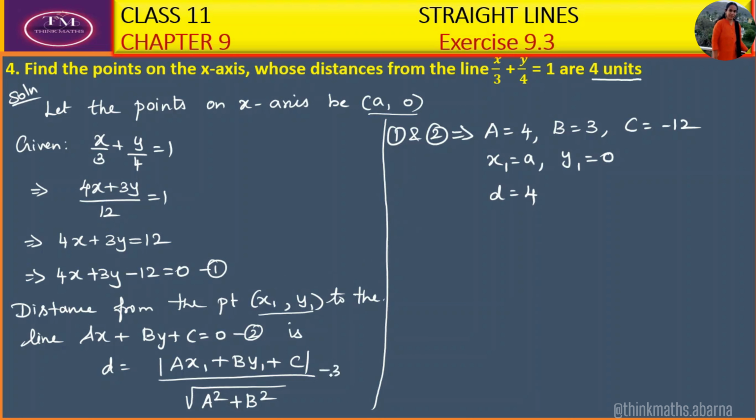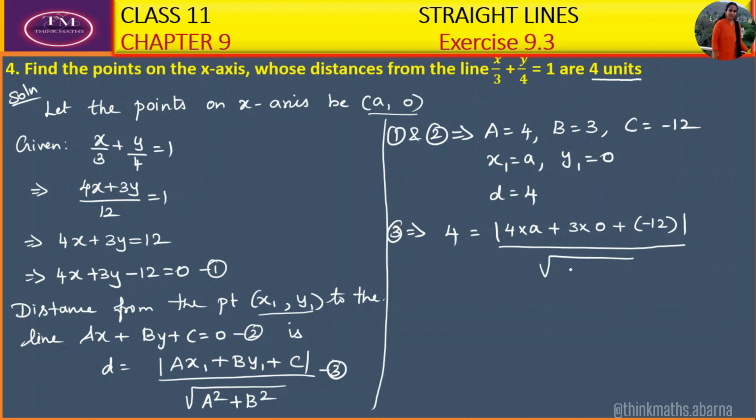So 4 equal to modulus of ax1, so 4 into x1 is a, plus by1, 3 into 0, plus c. So plus c is minus 12, divided by square root of a square, so 4 square plus b square, so it is 3 square. So 4 equal to modulus of 4 into a, it is 4a. This is 0, so no need to write. Plus into minus is minus.